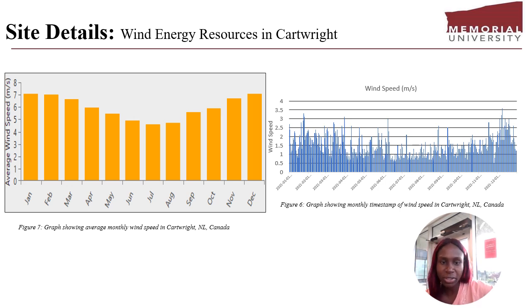On this slide, we'll be talking about the wind energy resources in Cartwright. From Fig 7, that is the one on the left, it can be seen that the peak wind speed occurred between December and January, while the lowest wind speed occurred between July and August. The monthly timestamp data in Fig 6 helps us to see the hourly behavior of the wind in Cartwright. And the wind data obtained from that, we can see the monthly average wind speed amounts to 5.97 meters per second.